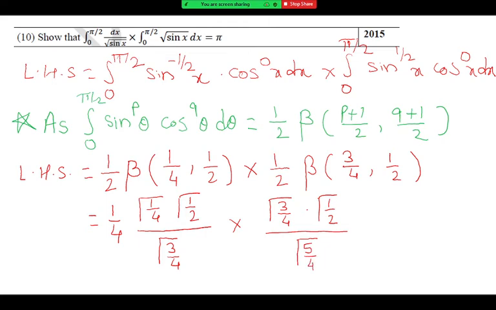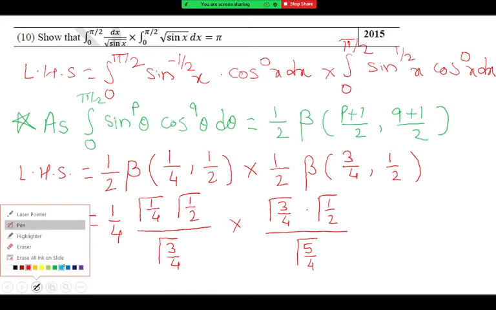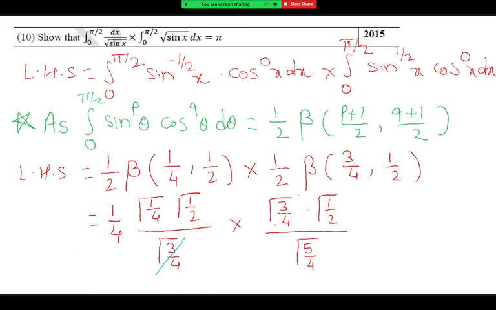Sir, gamma 3/4 gets cancelled. Yes, correct. Gamma 3/4 gets cancelled. That is the first thing. Gamma 3/4 gets cancelled. Good. What is any other simplification?